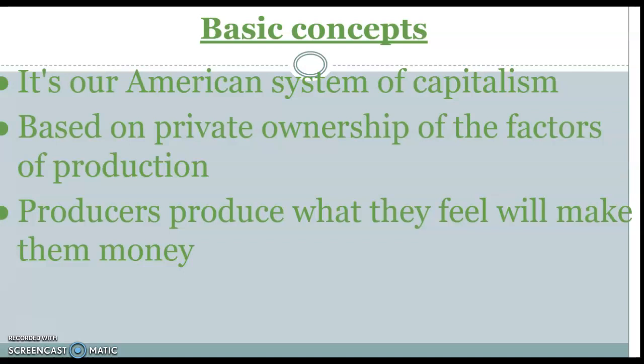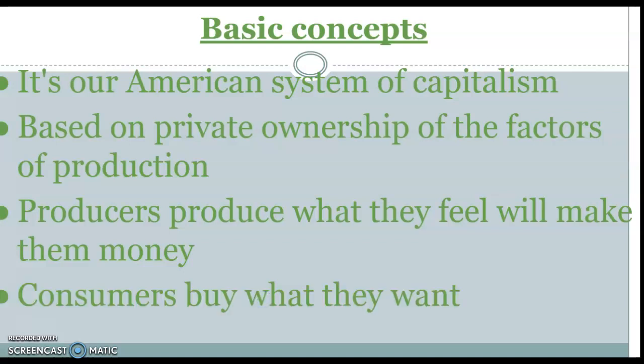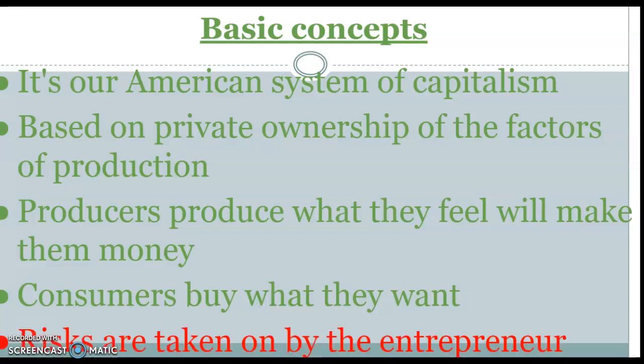Back in the last lecture, I talked about how the producers are producing their goods based off the statistics that they get from us, and those statistics are what we buy, what we use our money on, etc. So with that information, the producers are going to produce what is going to make them most money. And finally, we're getting to the consumers. Guys, when you go to the store, you don't buy something that you don't want, right? You guys only buy what you want or what you guys need. And risks are taken on by the entrepreneur.